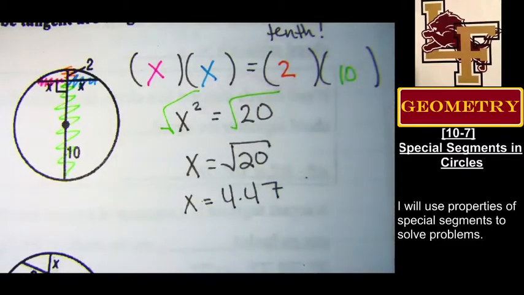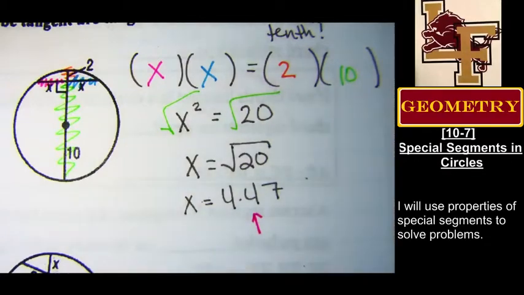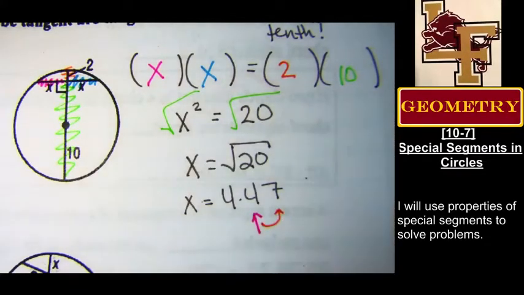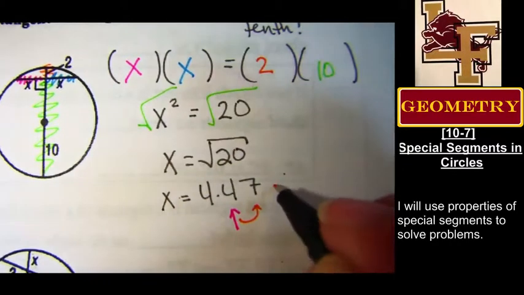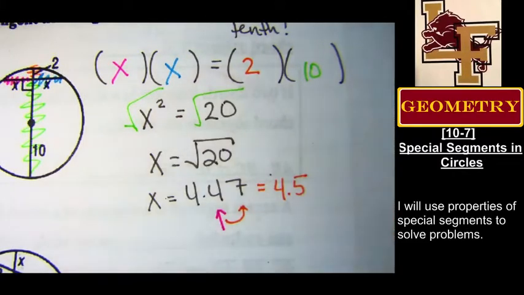4.47. Now it wants me to round to the nearest tenth. What decimal place is the tenths? The first one. So I'm going to round to here, which means I'm going to look where? To the 7. And is the 7 big enough to make me round up? Yes. So then I'm going to round it to? Beautiful. And that's your final answer.